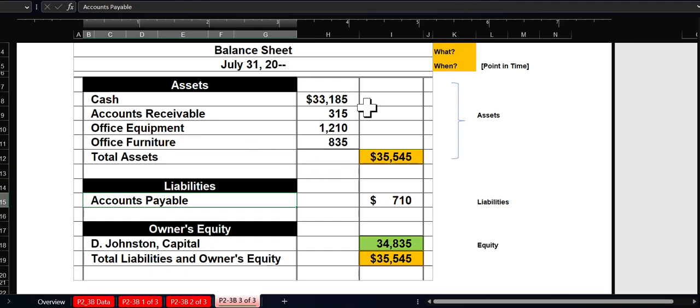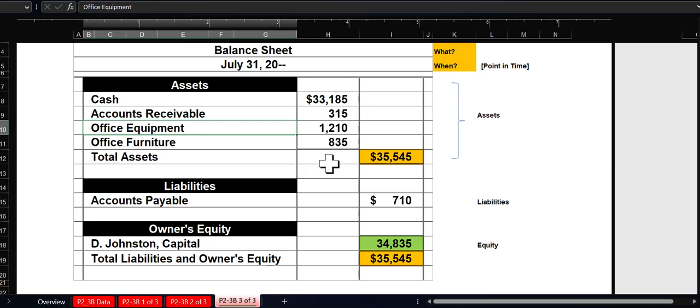The other thing too is the balance sheet is a summary. So you didn't have to list each asset account like this. We could have combined office equipment and office furniture and just showed the total of 2,045. However, if it's important for the reader to know that there are different types of fixed assets, then they would be broken out like this.